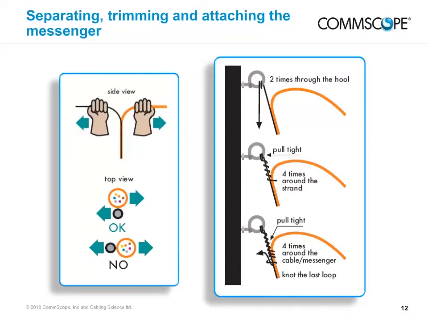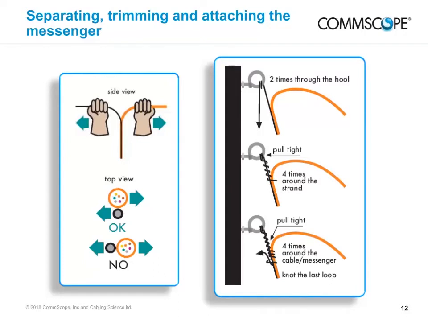Attach the messenger to the building. If the messenger is stranded wire, use a strand vise and attach it per the manufacturer's instructions. If the messenger is solid wire, use the 2-4-4 method to tie it off. The messenger is threaded 2 times through the hook, wrapped 4 times around the messenger itself, and 4 times around the messenger and cable. Take the 60 centimeters or 2 feet of messenger and thread the messenger through the hook twice. Pull it tight. The unseparated messenger and cable should be about 15 centimeters or 6 inches from the hook.